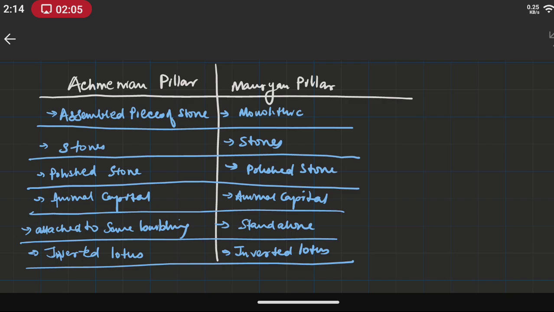Achaemenid pillar is made up of stones, while the Mauryan pillar is also made up of stone. The only difference is that in the Achaemenid pillar, stones are assembled piece by piece, whereas the Mauryan pillar is made up of monolithic stone, like one stone. The entire pillar is made up of one stone. In both Mauryan and Achaemenid pillars, the stones are polished. There is an animal capital in both. Achaemenid pillar is often attached to some building, while Mauryan pillars stand alone. Both have inverted lotus.